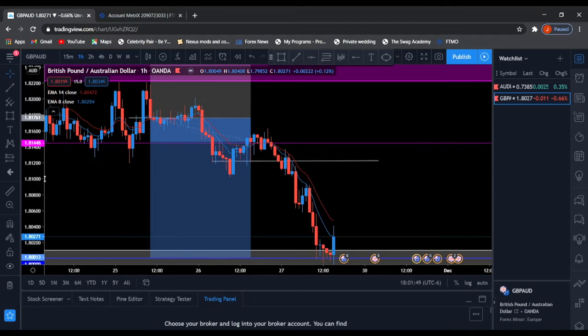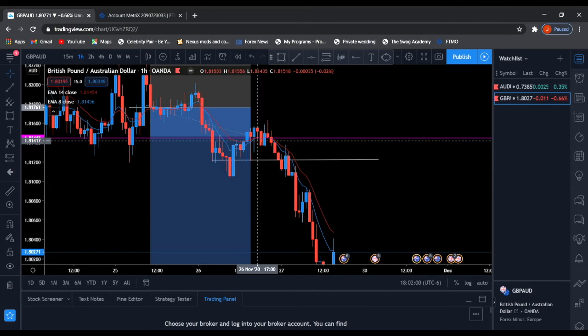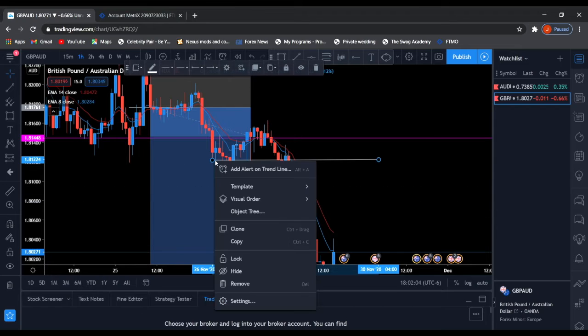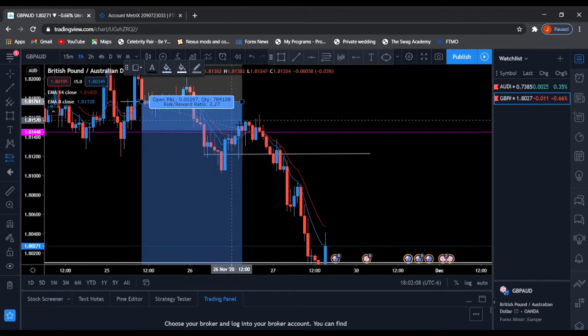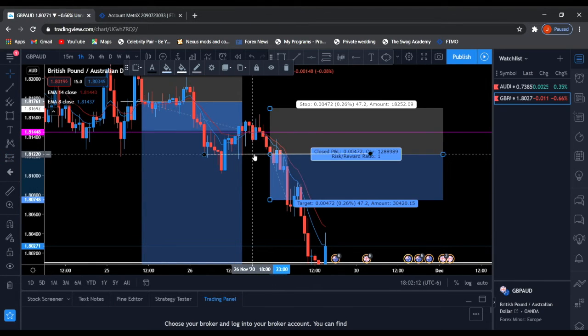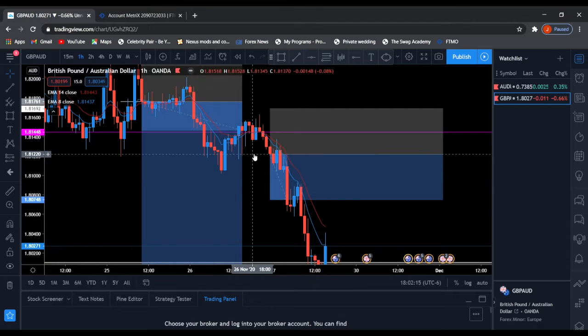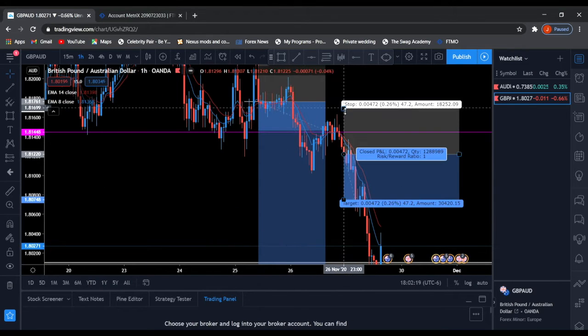And my third confluence was it made a lower high, and it made, well, first it made a lower low, and then came back, retraced, made a lower high, and continued. So my second entry right here, that close of the continuation candle, and my stop loss was right here.